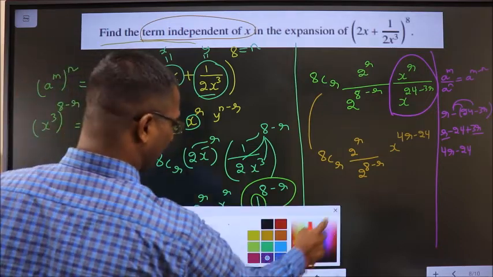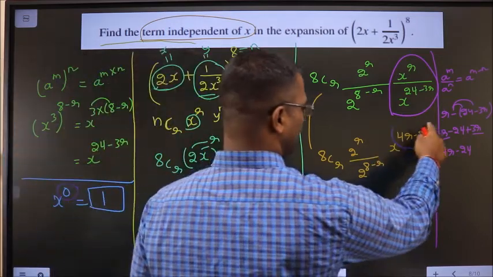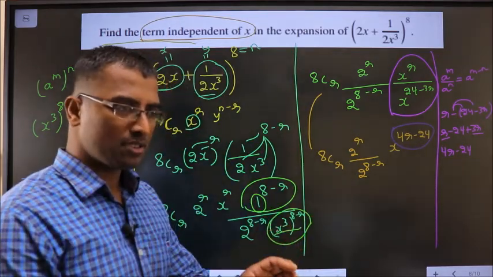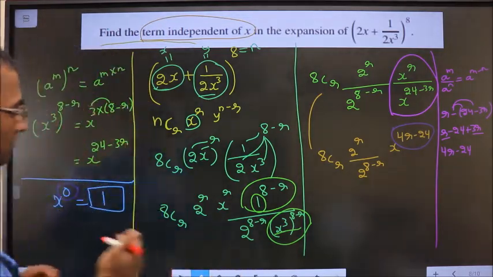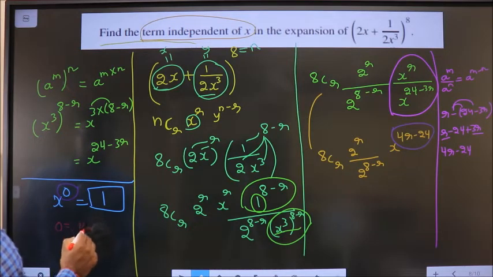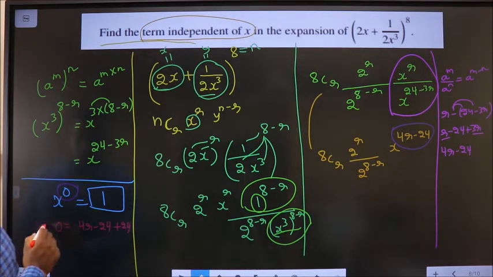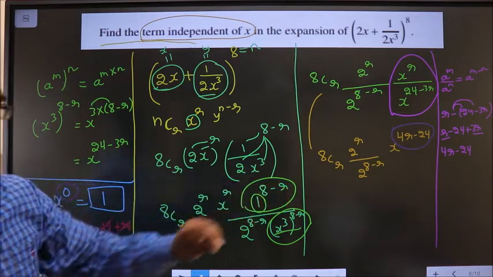So now, here the power on x is 0 and over here the x power is this one. Equate both the powers of x to get the value of r. So 0 equals 4r minus 24. Now add 24 on both sides. So this cancels out. 24 equals 4r. Divide by 4 now. So r equals 6, replace in this.